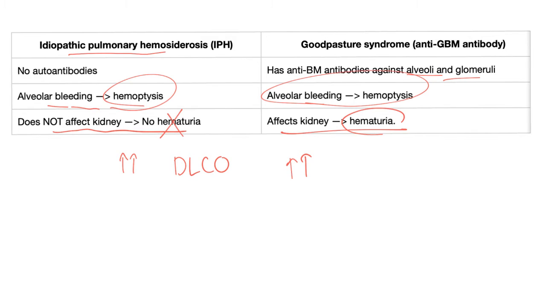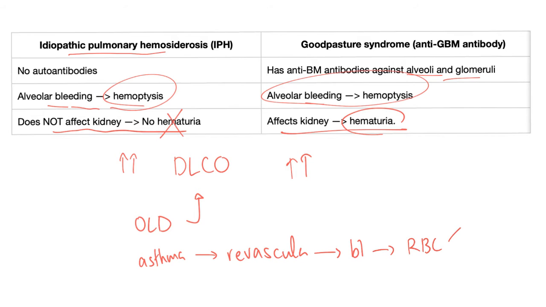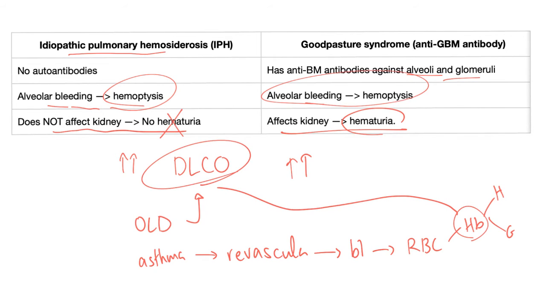Very important. Let me ask you a question. There is an obstructive lung disease that also has increased DLCO. If you said severe asthma, you are absolutely correct, because in severe asthma there is revascularization. When there is revascularization, you have more blood vessels. And when you have more blood vessels, you have more blood. When you have more blood, you have more RBCs. When you have more RBCs, you have more hemoglobin. When you have more hemoglobin, you have more heme and more globin. When you have more hemoglobin, you can bind more carbon monoxide.